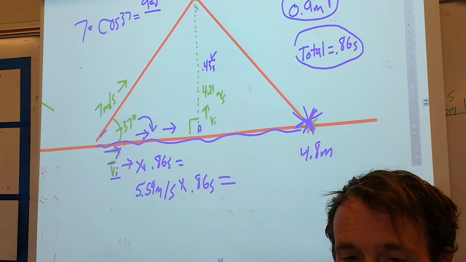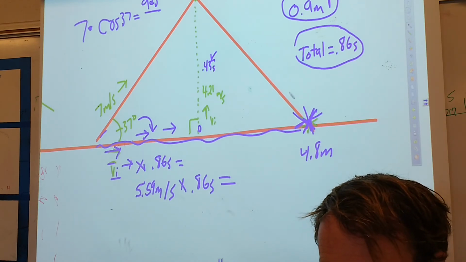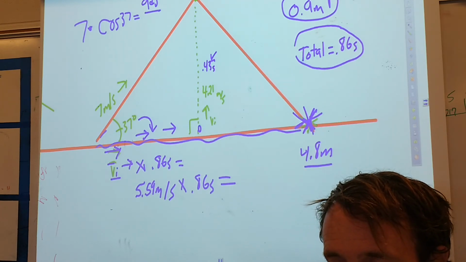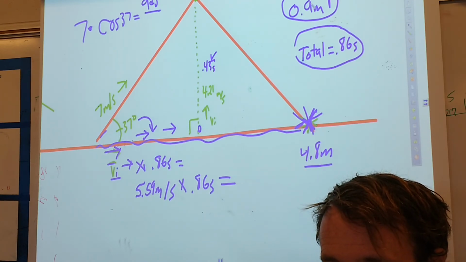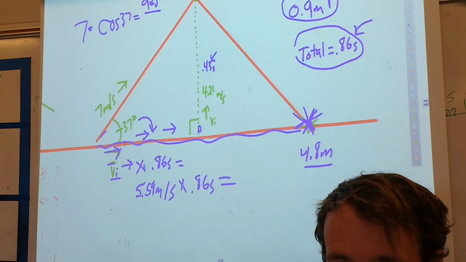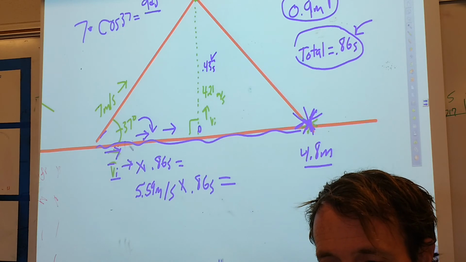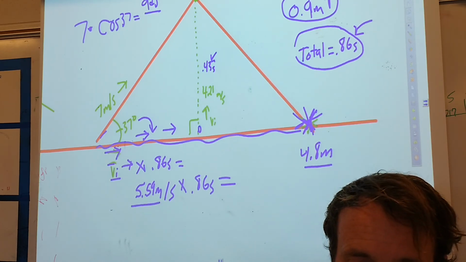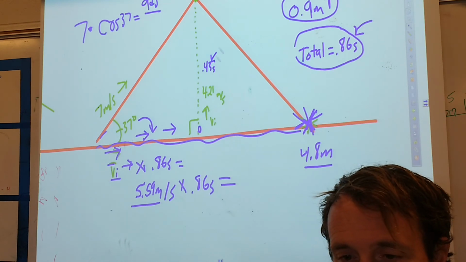So if you shoot a marble at 7 meters per second and 37 degrees, it will fly up in the air. It will take it 0.43 seconds to get up there. It will take it 0.43 seconds to get back. It will land 4.8 meters away. It will achieve a total height of 0.9 meters, a total flight time of 0.86 seconds. And its shadow will be moving sideways across the earth at 5.59 meters per second. And I hope that you like that.